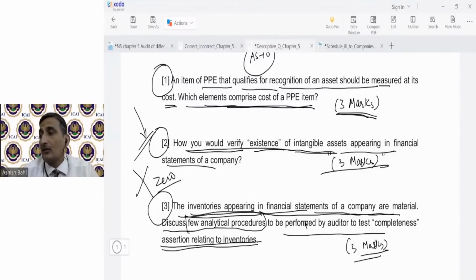Okay. Yes, Suman Goel, you are right. Inventory turnover ratio, trend analysis, these.